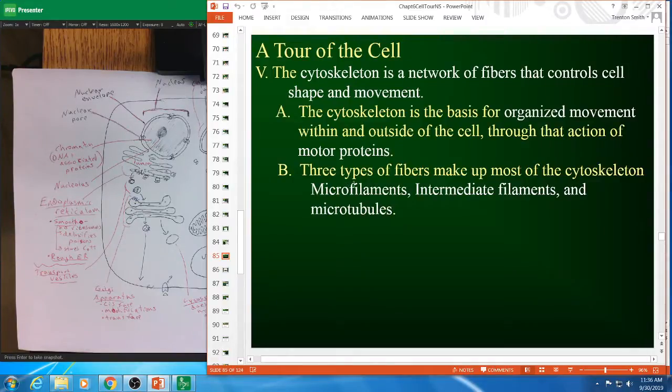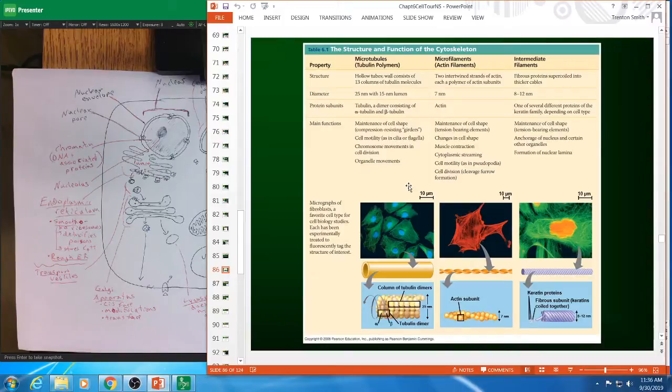There are 3 different kinds of fibers for the cytoskeleton: microfilaments, intermediate filaments, and microtubules. Of those, we're going to see the first and last are really the more important ones. We'll get to those in a second. Okay. So here's a figure from the book that just shows the 3 different kinds of cytoskeletal fibers. You can pay attention to that if you'd like.